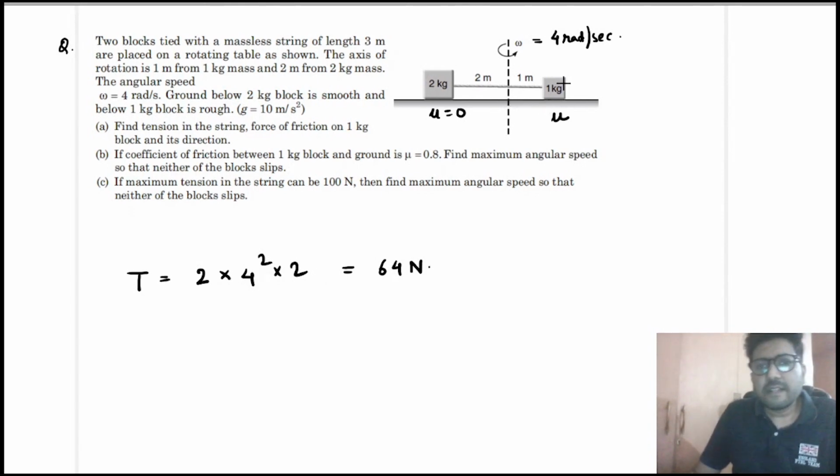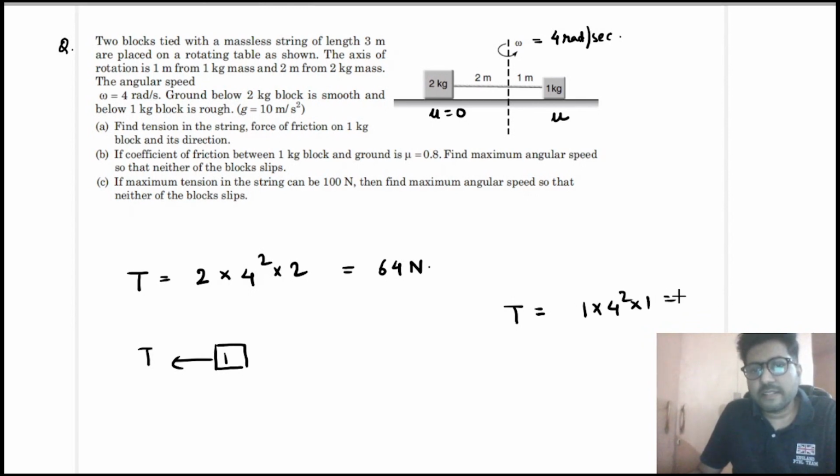Now let us look at the 1 kg block. If you draw the FBD of the 1 kg block, you will see that there is a tension force, and this tension force is equal to 64 Newton, right? And its radius is 1 meter. So if tension is the only centripetal force, in that case you will say that T is equal to m omega square r, that is 1 into 4 square into 1, that is 16. But the tension is not 16, the tension is 64.